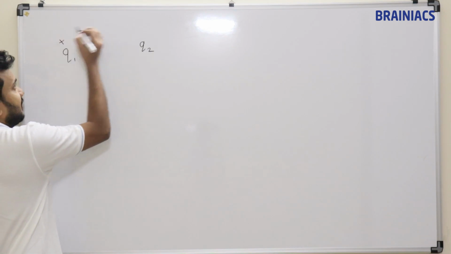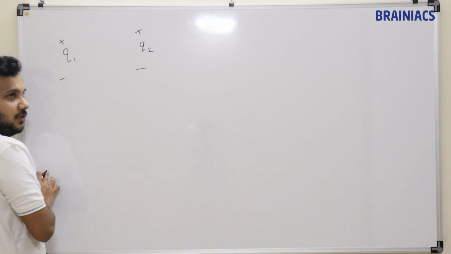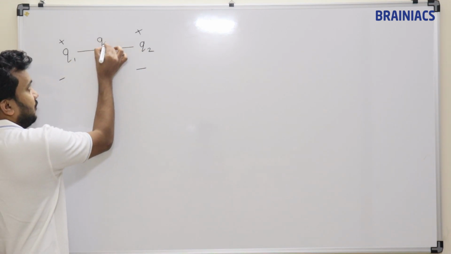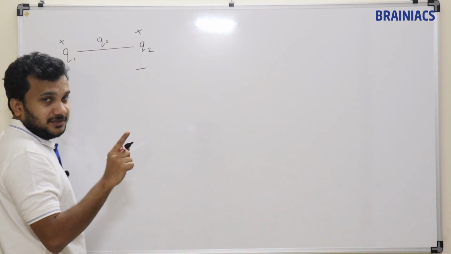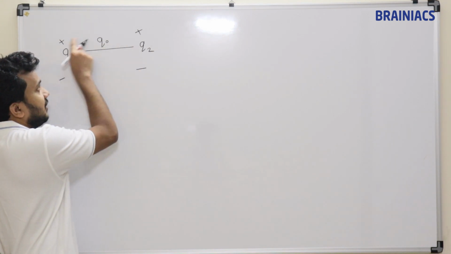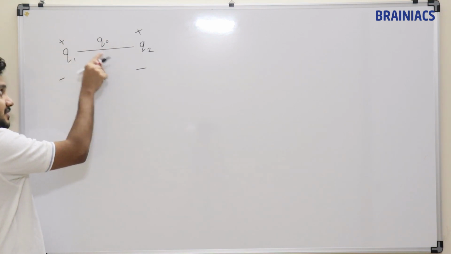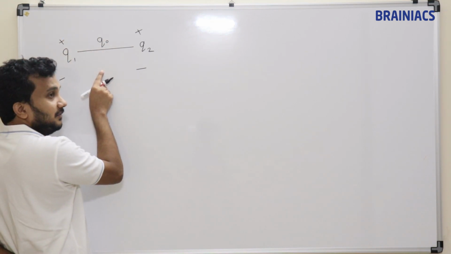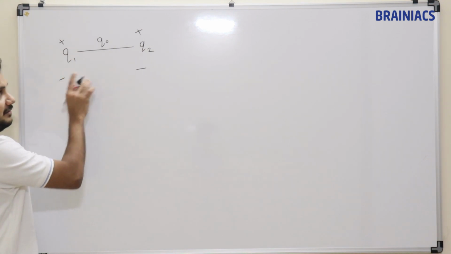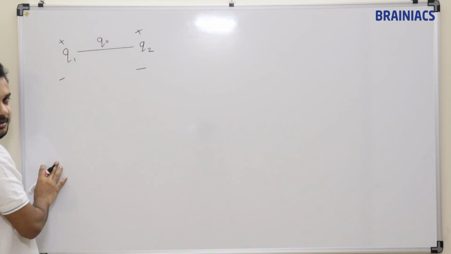If both charges are like charges, either both are positive or both are negative, what is the conclusion for us? The third charge, suppose whose value is Q0, must be placed in between the two charges. If both charges are positive or both charges are negative, the third charge must be placed where? In between the two charges. If you are placing the charges like this, then the third charge will come to an equilibrium position.